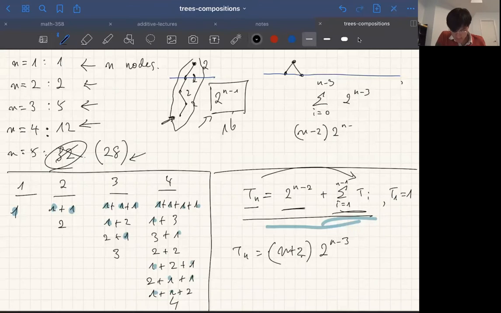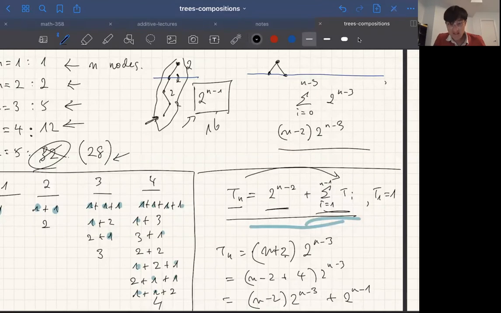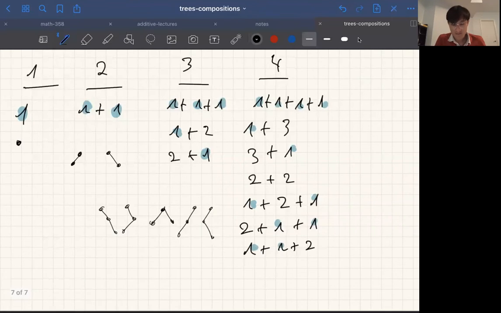Let's see. So this is equal to n minus 2 times 2 to the n minus 3, plus 4 times 2 to the n minus 3, and this is 2 to the n minus 1. So the n minus 2 times 2 to the n minus 3 is on this side, and the 2 to the n minus 1 is on this side. And I guess I should recap what exactly I'm saying, because I've been really confusing, because I myself have been confused.